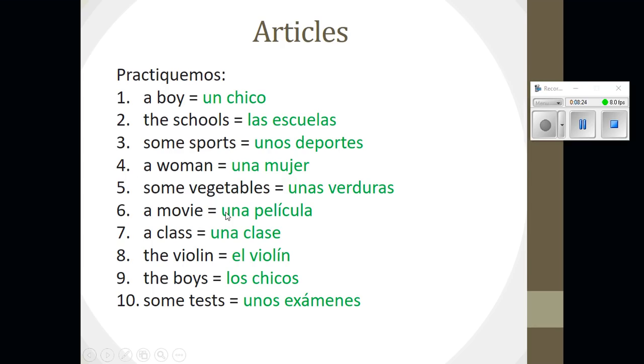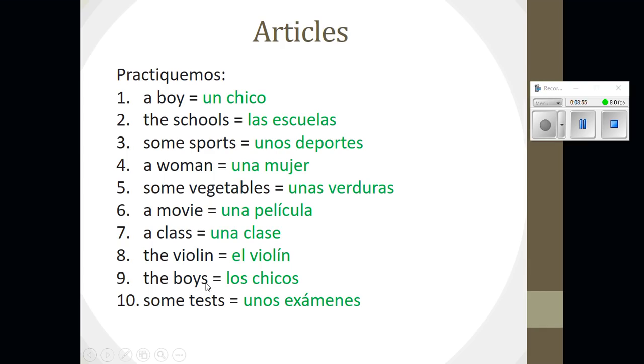Okay, a movie. We know un and una is a, and película is feminine, so we need the feminine, una película. A class. We must memorize clase. Even though it ends in an e, we have to memorize that it is a feminine word, so we would use una. The violin. Again, it does not end in o, it ends in an n. We have to memorize that the word for violin is masculine. So the violin would be el violín. Violin is not only singular, but it's masculine.